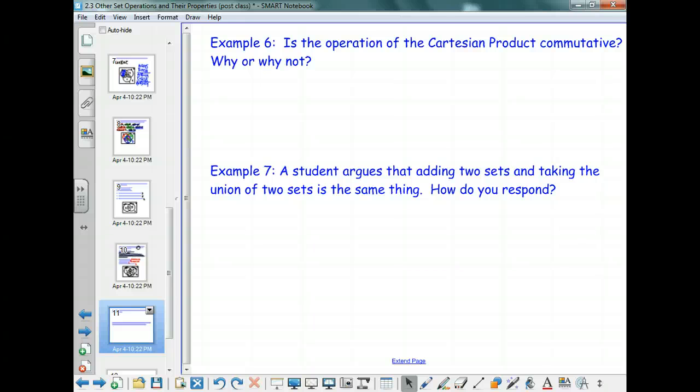All right. We have 2 examples on this slide. This one says, is the operation of the Cartesian product, are you guys with me? Okay, thanks. Is the operation of the Cartesian product commutative? Why or why not? So do you guys remember Cartesian product? We did that last time. We got some blank stares when I referenced it when we were doing our notes.